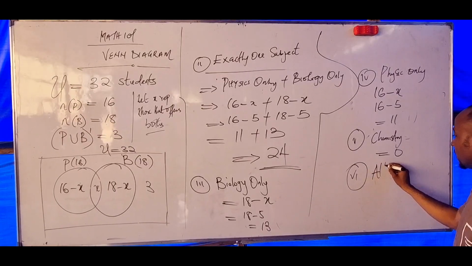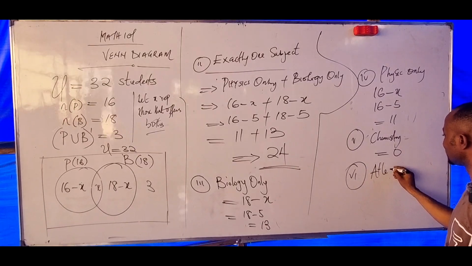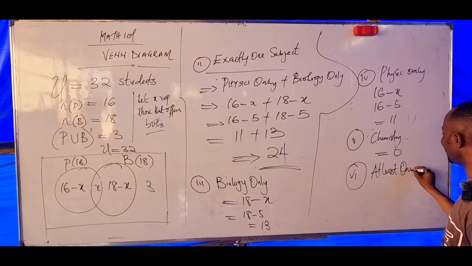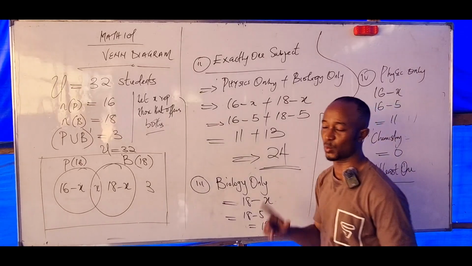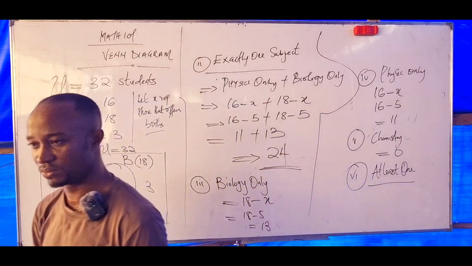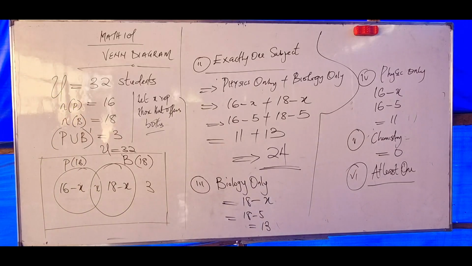Now, this is where the English language comes in, right? The word "at least" means what? At least one means what? When you say at least one, it means either 1 or 2 or 3 or 4 or 5. At least means from that number, you're going up. At most means you're coming down. When they say at most 3, that means either 3, 2, or 1.